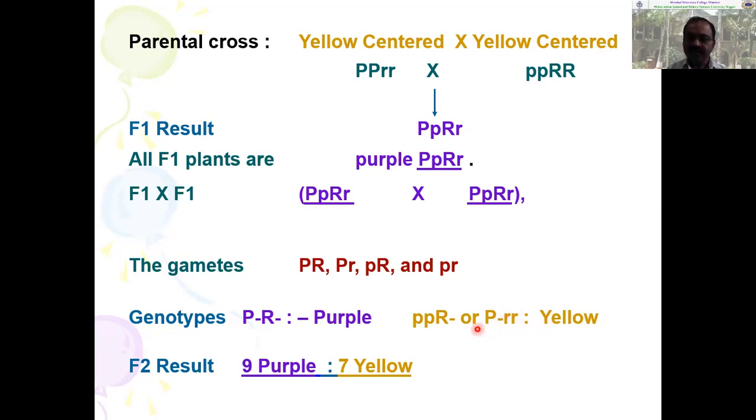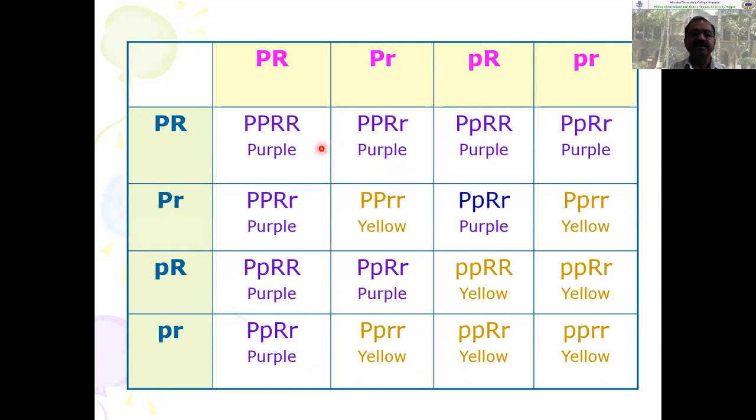That's why it is called duplicate recessive epistasis, because on either pair of alleles, whenever it is homozygous recessive, it has an epistatic effect on its non-allelic pair and will mask the expression of its non-allelic pair. So that's why here we got 9 purple to 7 yellow. The same thing has been depicted here, like in the crosses we have discussed: whenever there is at least one capital P and one capital R, it would be purple.